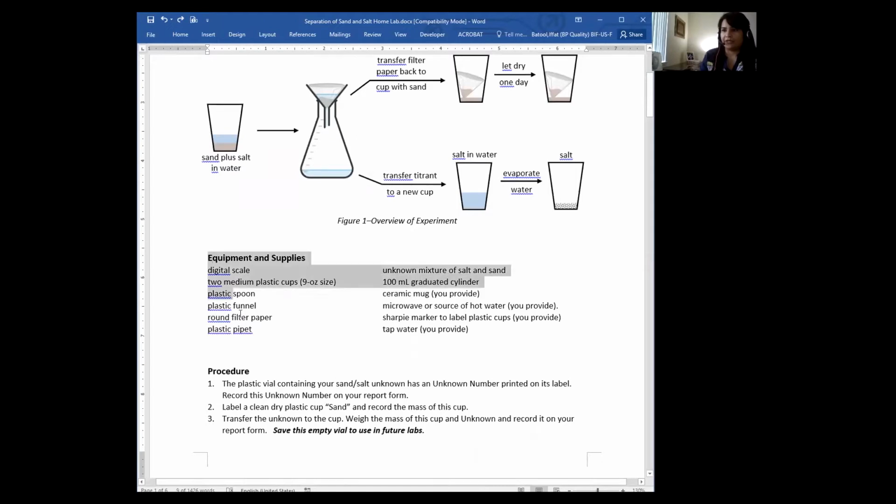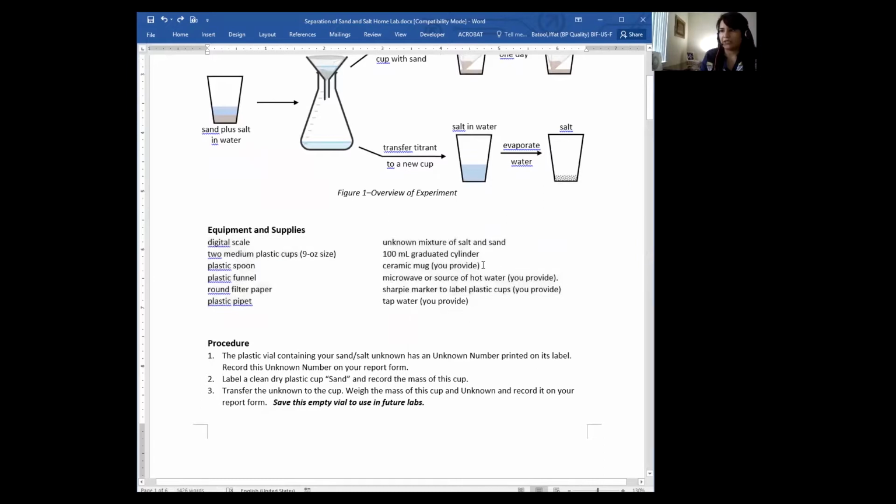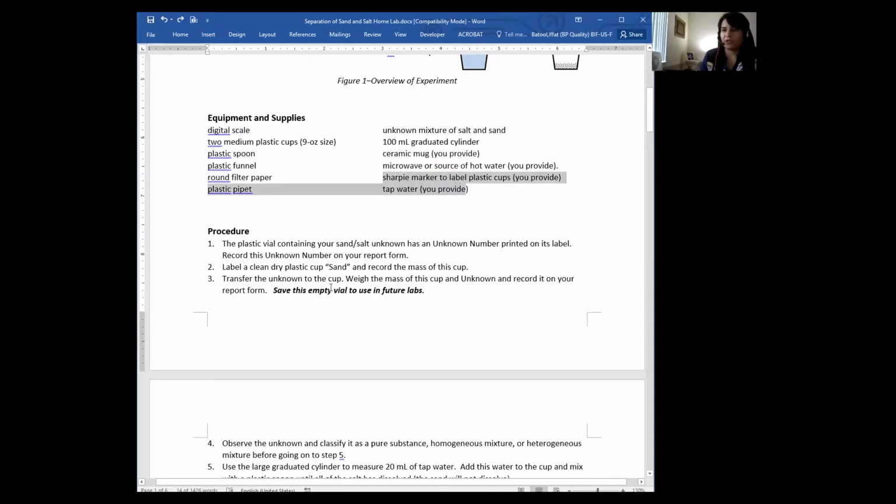Here we have the equipment and supplies. In this section, we have the equipment that you will get from your home lab kit. And then you need some other things: a ceramic mug, a microwave, a Sharpie, and tap water to conduct this lab. So these are supplies that you will get from your home.